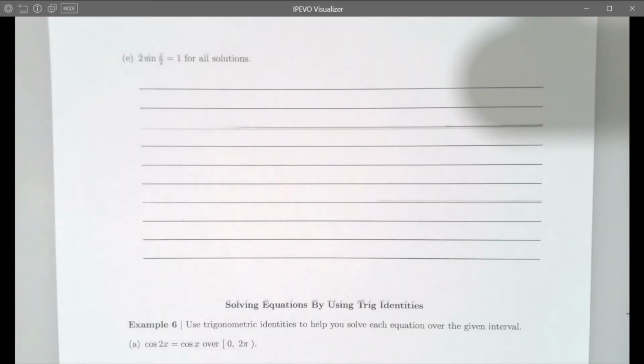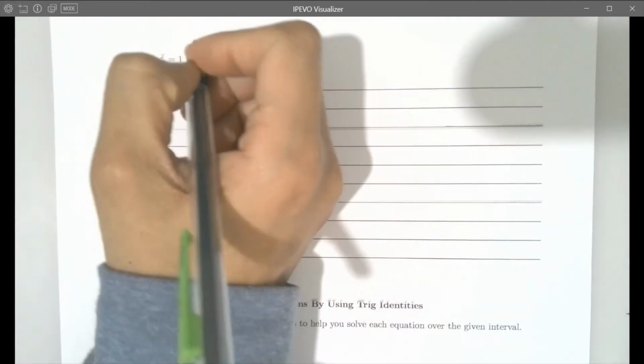We're now going to take a look at part E of example number 5. And this is the first time that we're actually seeing an angle that is not solely x or maybe solely theta. We actually have x over 2, and that's going to make a little bit of a difference in how we approach the problem. So the equation is 2 times sine of x over 2 is equal to 1, and we want to find all solutions that satisfy the equation.